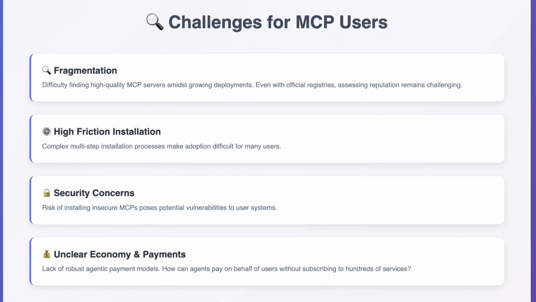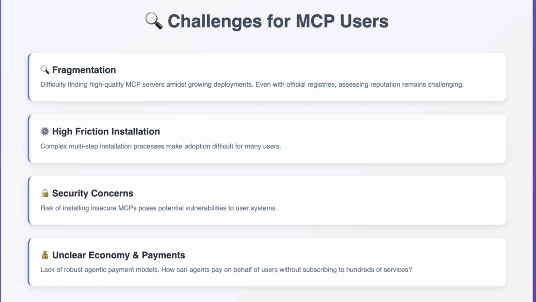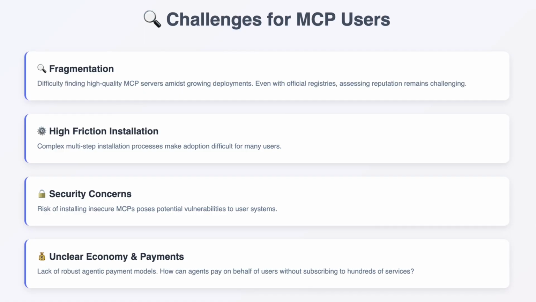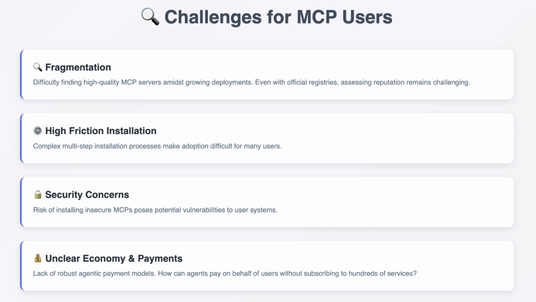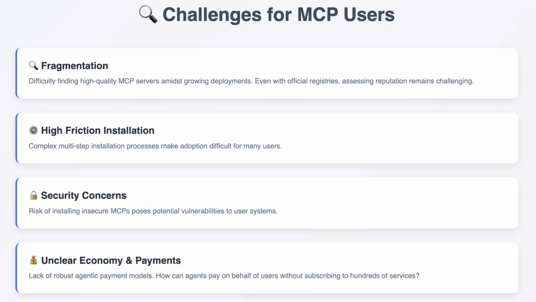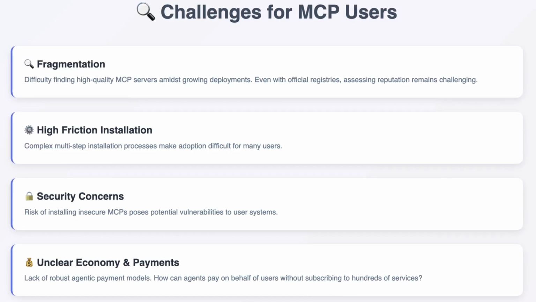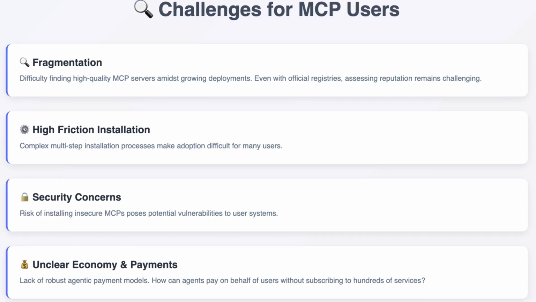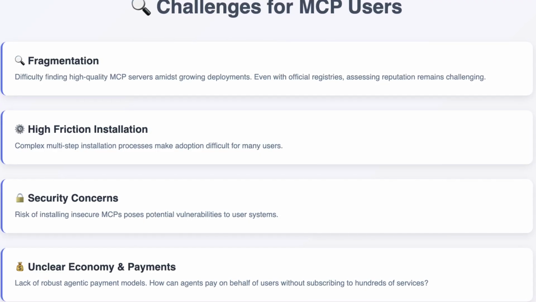Let's first look at the challenges for MCP users. A major pain point is fragmentation. It's difficult to find high-quality MCP servers amidst a growing and scattered landscape, and assessing reputation remains challenging even with official registries. Users also face high friction during installation, often encountering complex multi-step processes that hinder adoption. Security concerns are paramount, as installing insecure MCPs poses potential vulnerabilities to user systems.